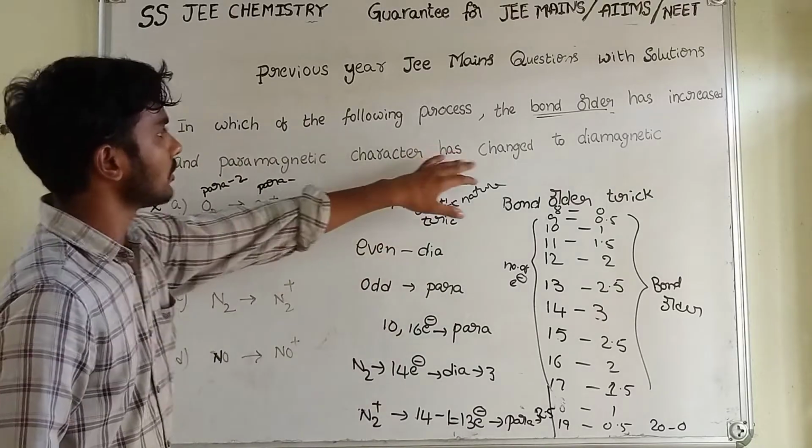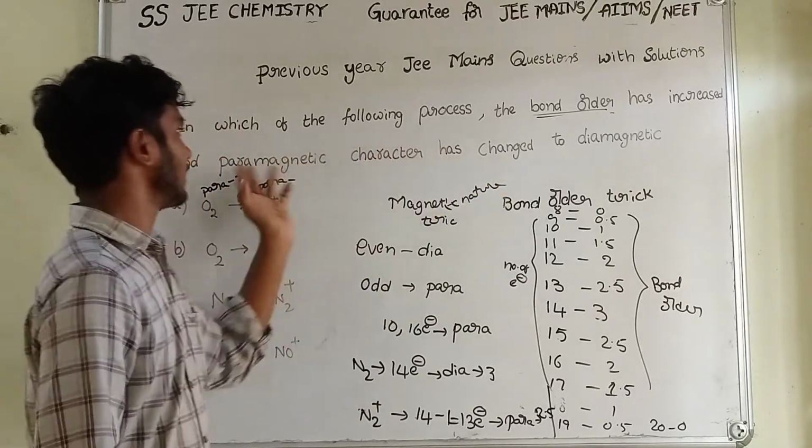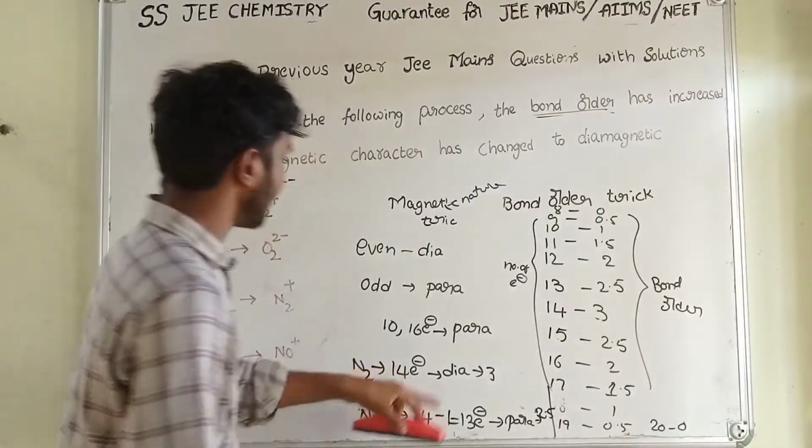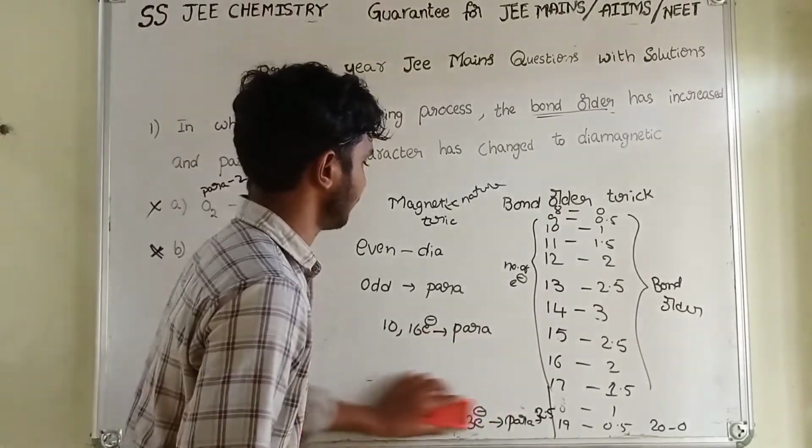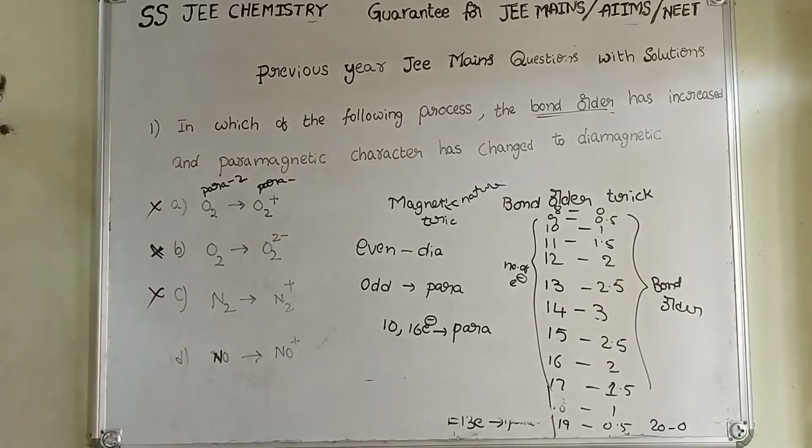Okay. So here also it is not satisfying this question, paramagnetic to diamagnetic, but here diamagnetic to paramagnetic is there, so it is not correct. So option 3 also fails.